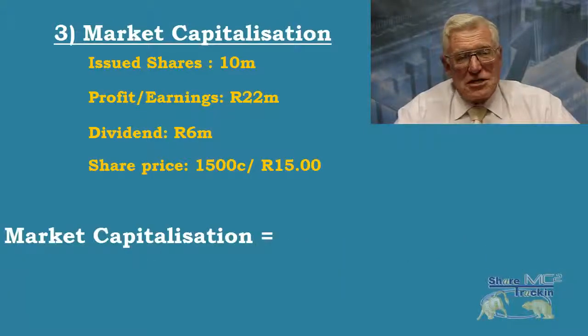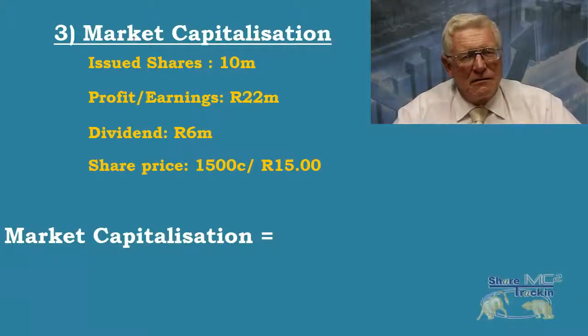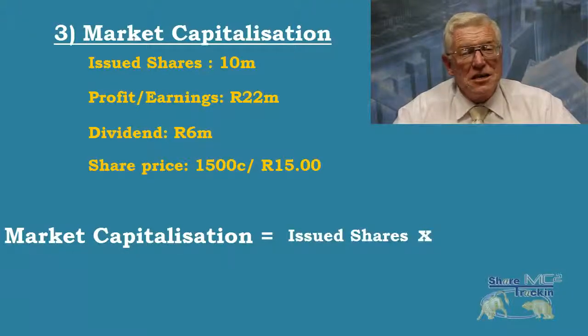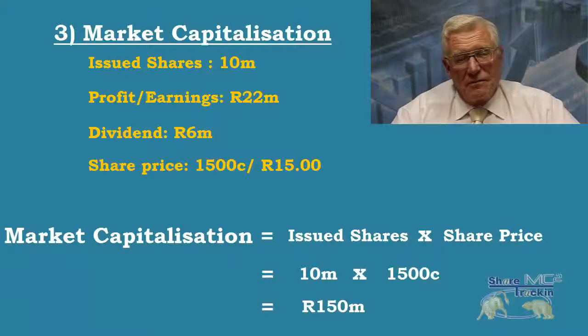The third relationship is the market capitalization. This is the value which the market places on the company. And we calculate it simply by multiplying the number of shares in issue, 10 million, by the current share price, which is 15 rand or 1500 cents. So that makes the market capitalization 150 million rand.